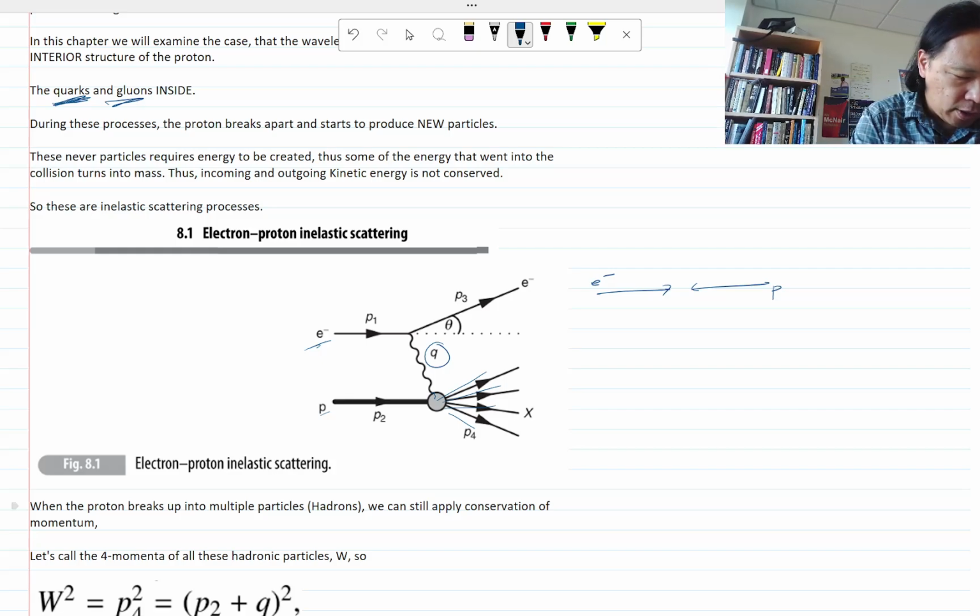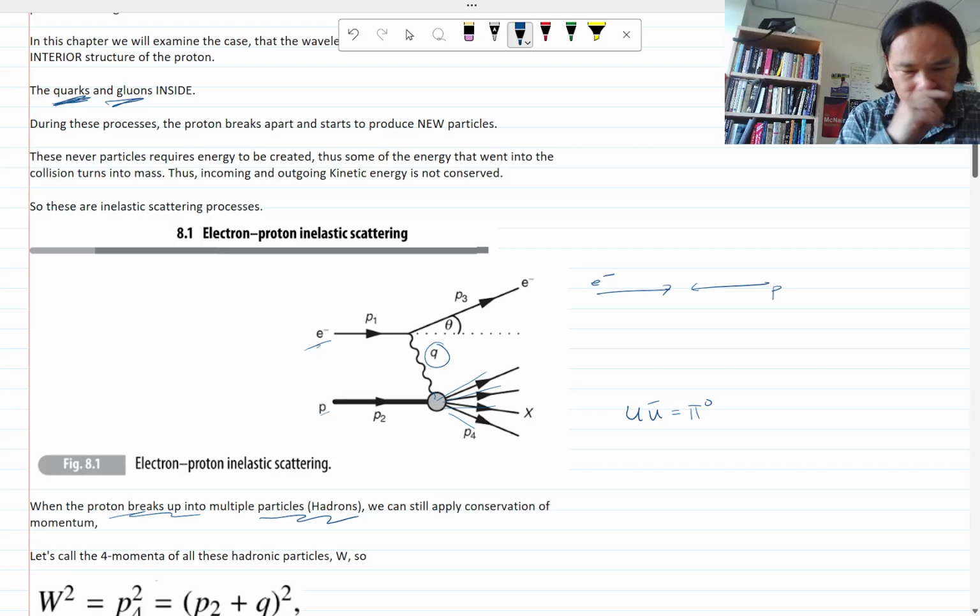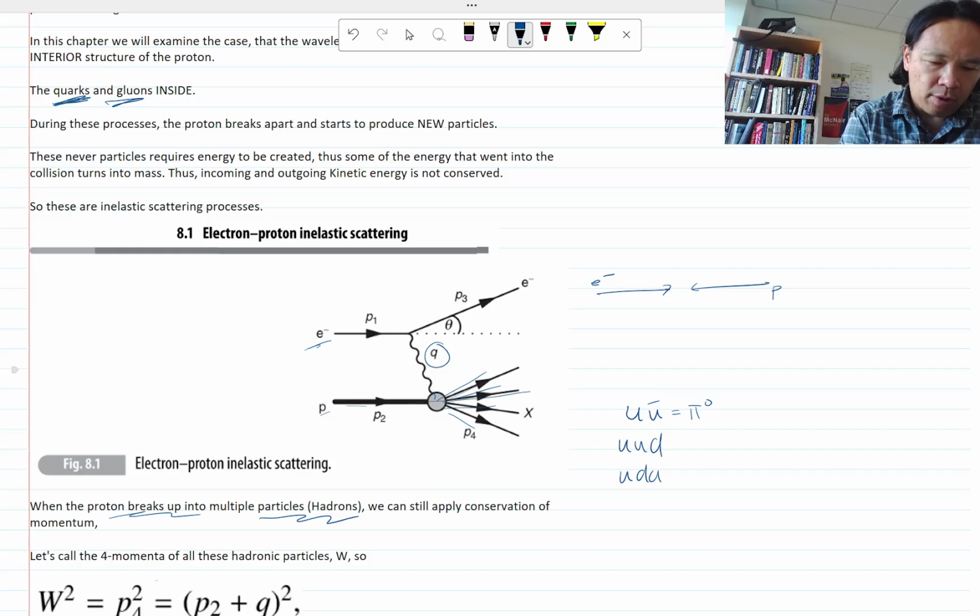When the proton breaks up, it breaks up into other hadrons, meaning anything that's made of quarks. U bar, that's actually a pi 0, and then a proton is up, up, down, and a neutron is up, down, down. So all of these are hadrons, and each of them has different masses. More importantly, there's the mass of the proton coming in, and the particle coming out, which we'll label capital X.